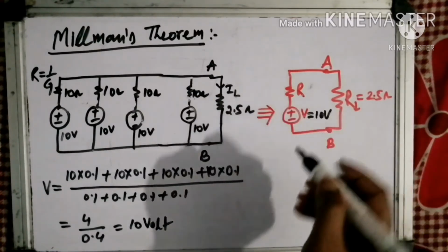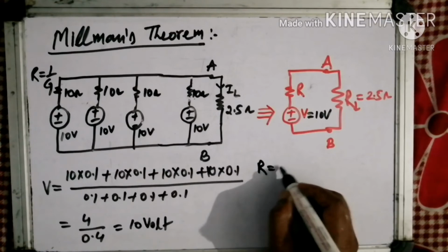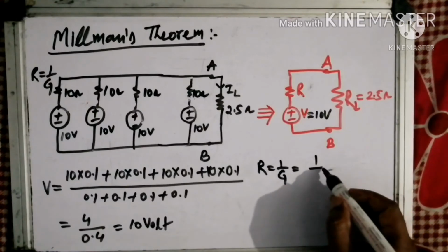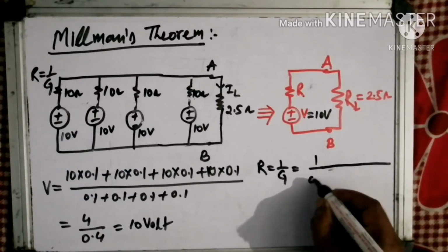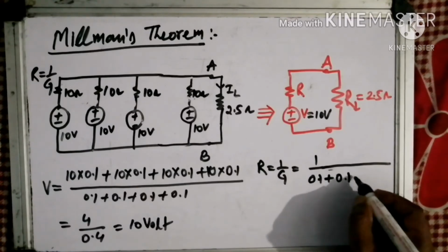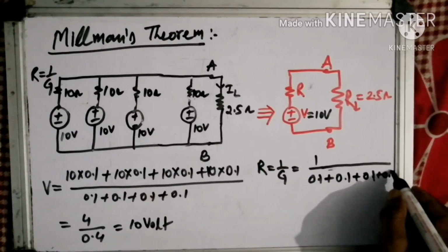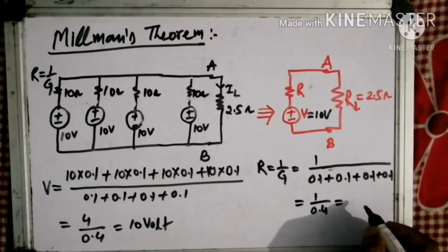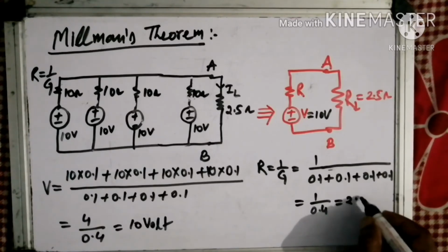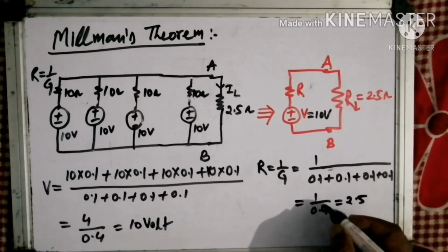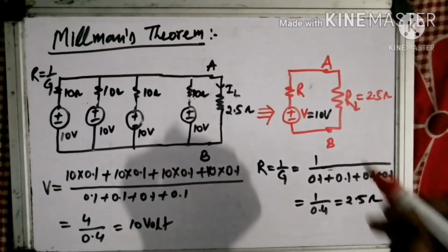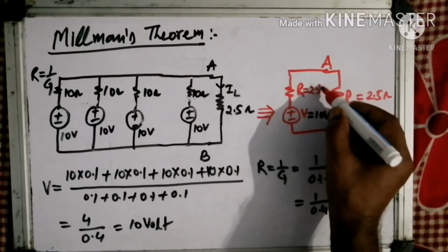Now for the calculation of capital R, which is nothing but 1 upon capital G, 1 upon G1 plus G2 plus G3 plus G4, so it is 0.1 plus 0.1 plus 0.1 plus 0.1, right? It becomes 1 divided by 0.4, which is nothing but 2.5 ohm. Right? This one is 2.5 ohm.